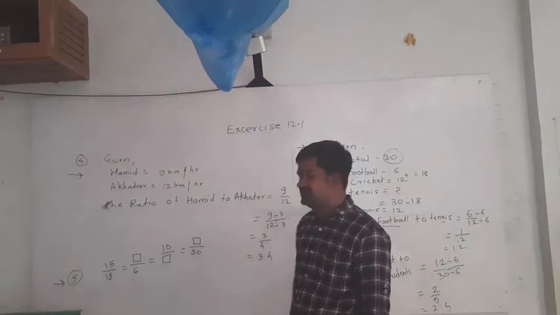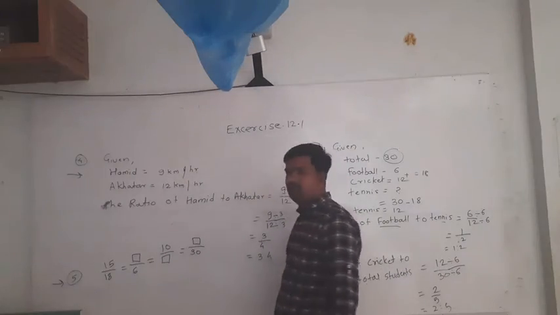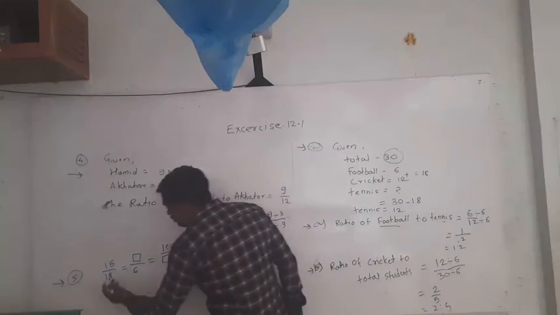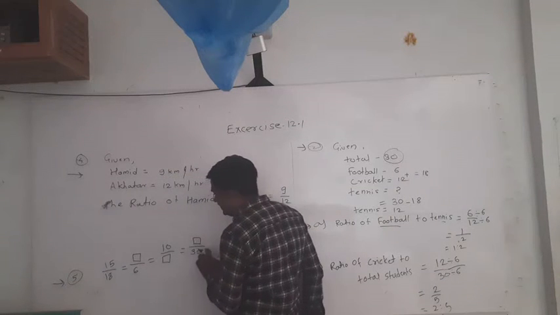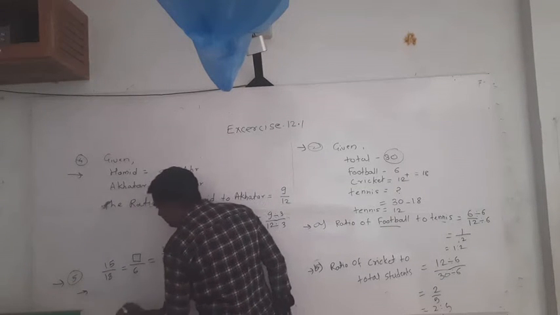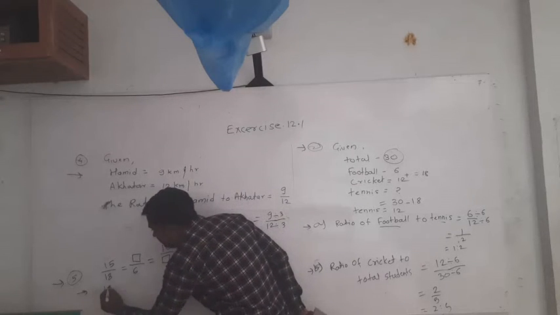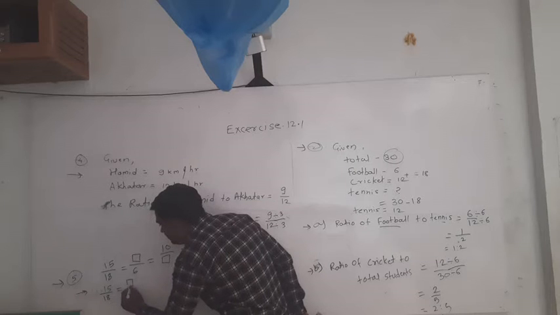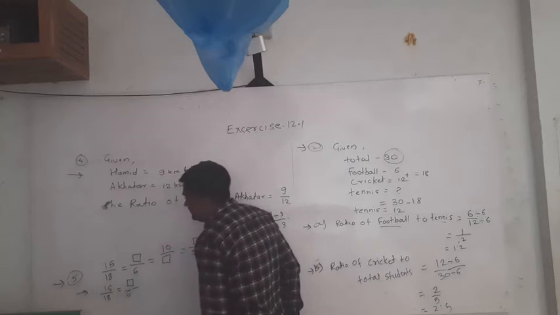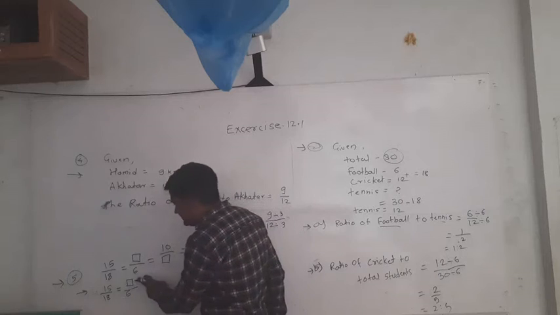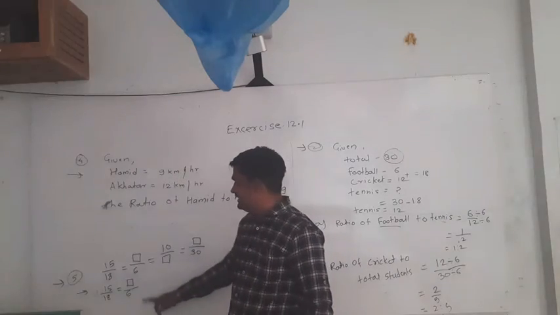Now you want to find the answer, whether they are equivalent or not equivalent. So you want to fill in the blanks. So here a simple way to find: take the first two ratios. 15 by 18 is equal to box by 6. Now find where the answer is. Yes, this place is the answer.